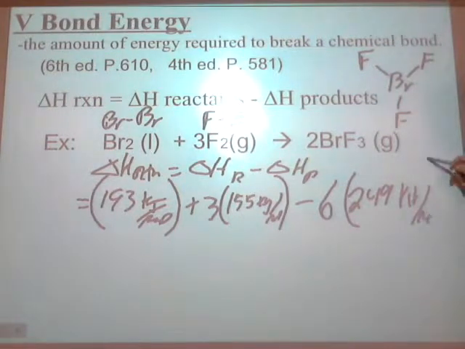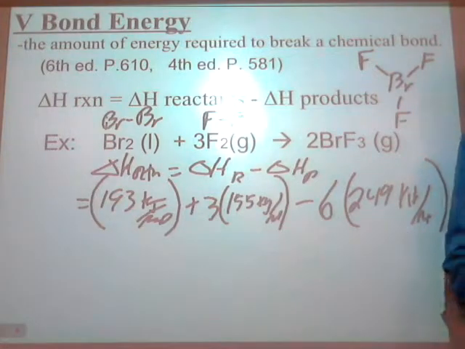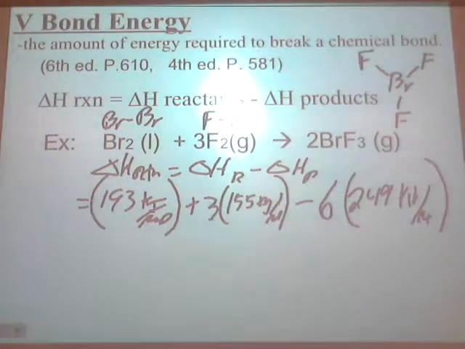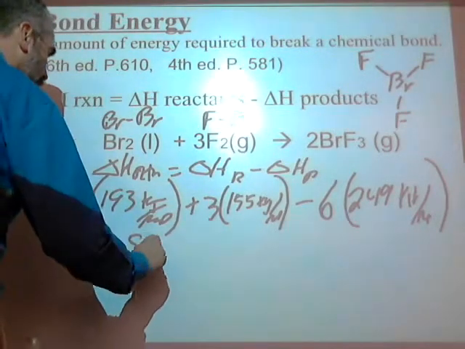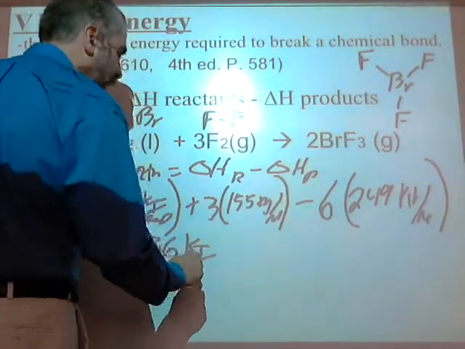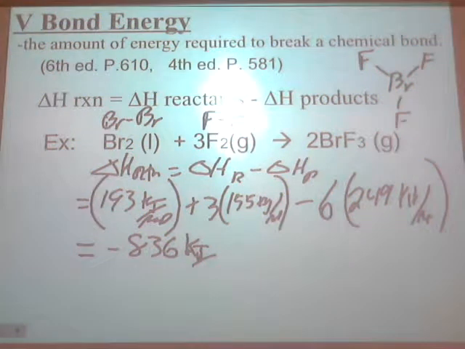Kilojoules per mole. All right. Now, since you're multiplying by how many moles you have, the moles are going to cancel. You're going to be left with just kilojoules. What do you get? Do that math and see what we get for our answer. Negative 836? Do y'all get that? Make sure you all get that. You're doing it right. Negative 836.